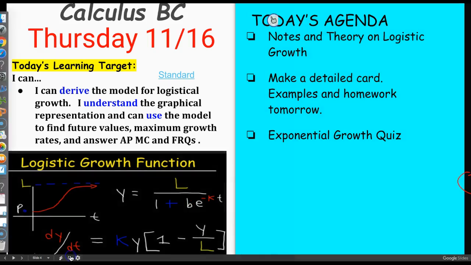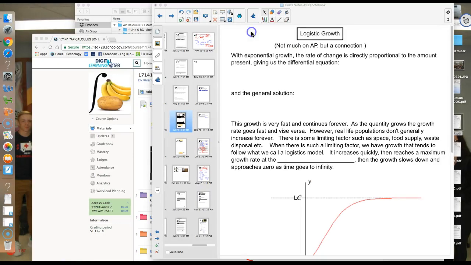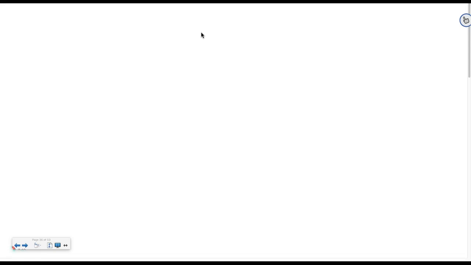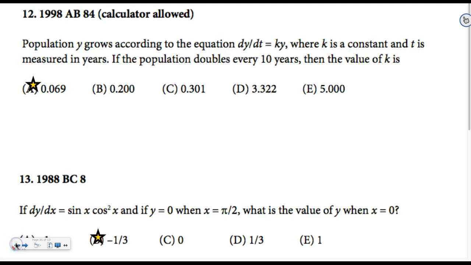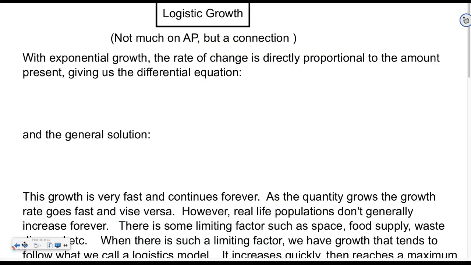So having said that, let's go into your notes and I'll tell you what it looks like and how it works. It's not much on the AP. I could actually get you successful on the AP questions in about 10 minutes. But I want to do more with it than that because it's actually really good math. I'm waiting for my thing to pop up here. Where did it go? All right, so it says with exponential growth, the rate of change is directly proportional to the amount present. We know that. We've had it a bunch of times: the rate of change of some quantity with respect to time is directly proportional to that quantity. I'm calling it Y. It can be called anything that's growing.